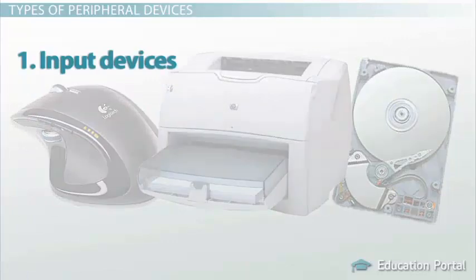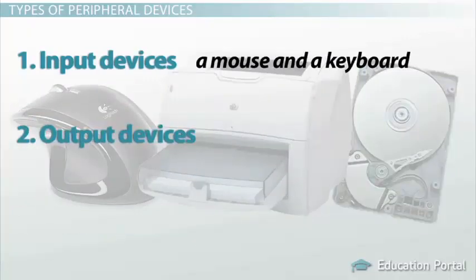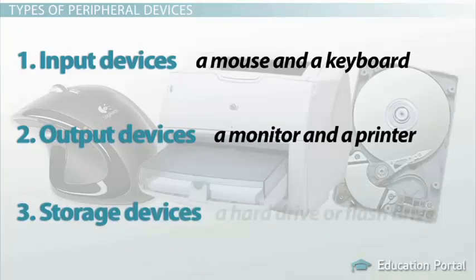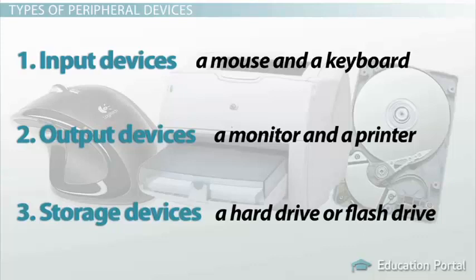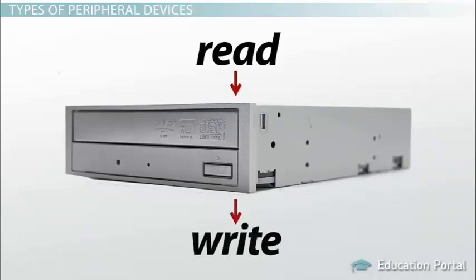There are many different peripheral devices, but they fall into three general categories. Input devices, such as a mouse and a keyboard. Output devices, such as a monitor and a printer. And storage devices, such as a hard drive or a flash drive. Some devices fall into more than one category. Consider a CD-ROM drive. You can use it to read data or music, that is input, and you can use it to write data to a CD, that's output.